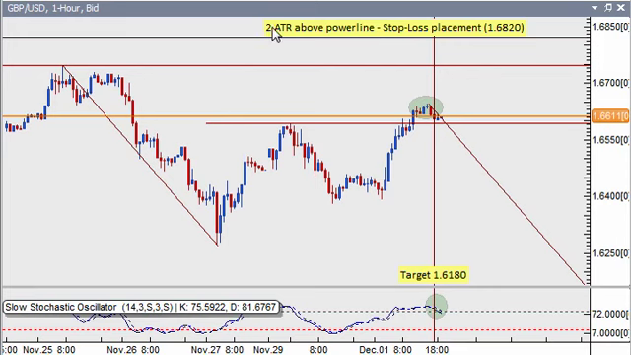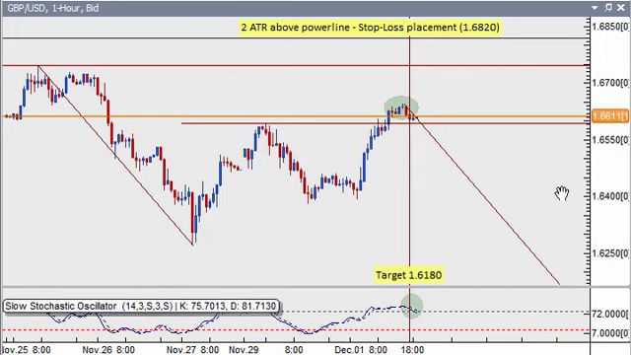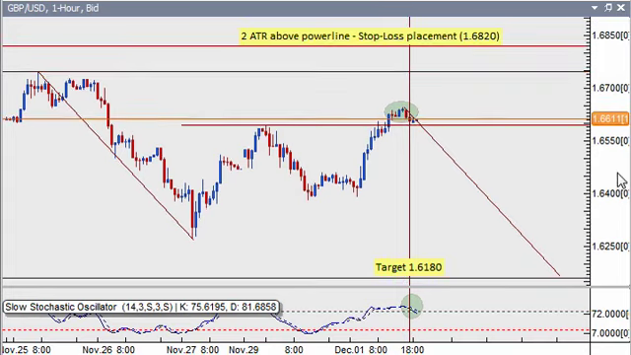We place 2 ATR above this power line, the ATR being about 30 at the moment, and that brings a stop loss placement to approximately 1.6820, and the target, the swing target here, 1.6180. Now you see here, this is about 100. You calculate the reward to risk ratio here, and you would get about 1.77 to 1.